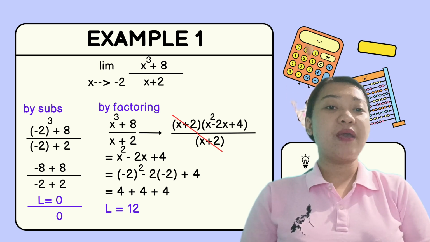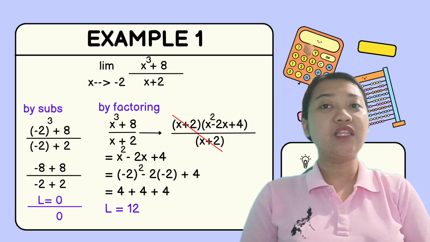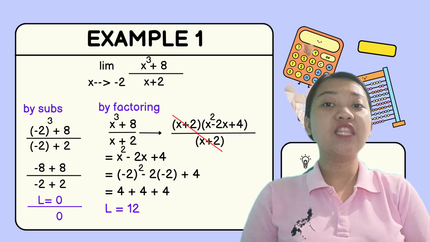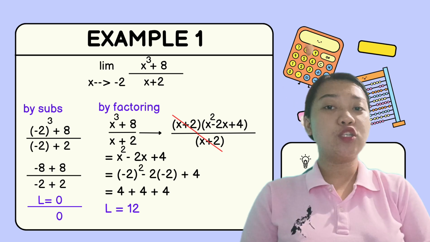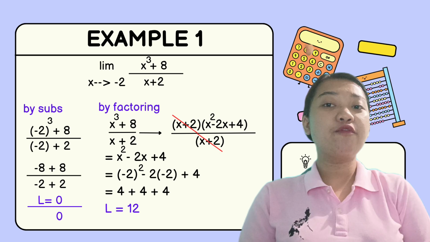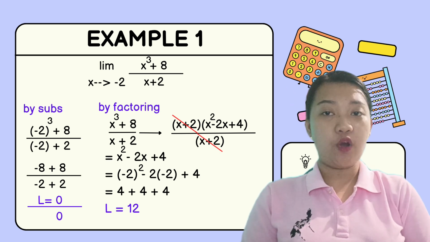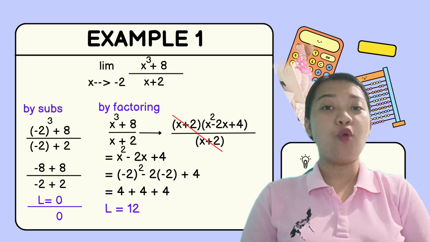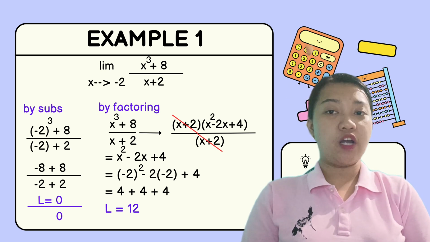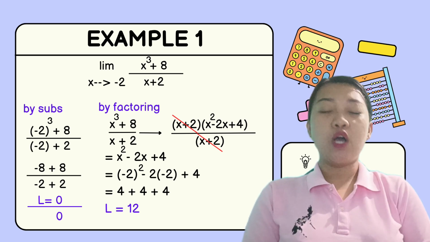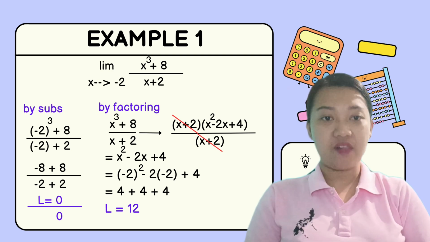So, dito is may mga x na naman tayo. So, gagawin natin dyan is i-substitute natin yung limit natin na negative 2. So, negative 2 squared minus 2 times negative 2 plus 4. So, negative 2 squared is equal to 4. Negative 2 times negative 2 equals 4. And then copy the 4. So, 4 plus 4 plus 4 is equal to 12. So, yung limit natin is 12.